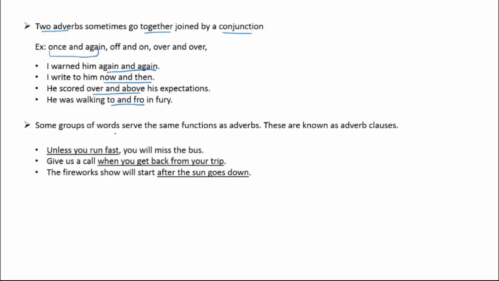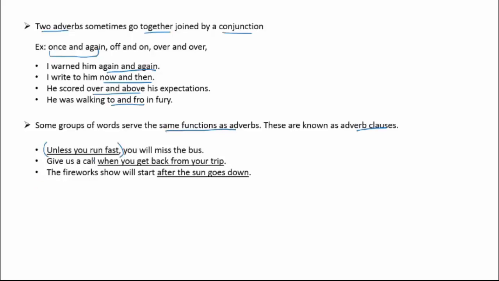Some groups of adverbs serve the same function as adverbs, like they become adverb clauses. They are groups. They are not one, two or three words. They are a group of words. For example, unless you run fast, you will miss the train. This answers the question, when will you miss the train? Unless you run fast. So this whole part is an adverb clause.